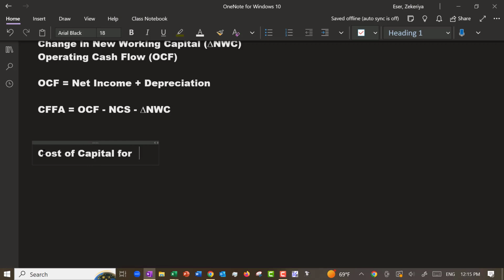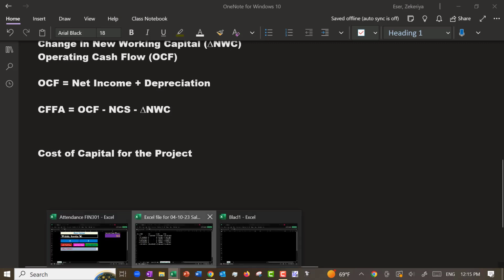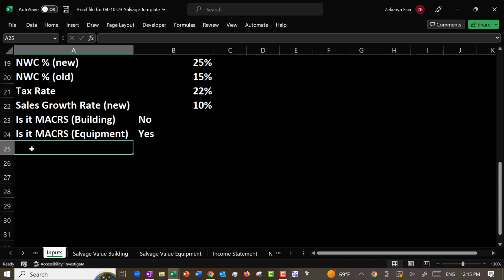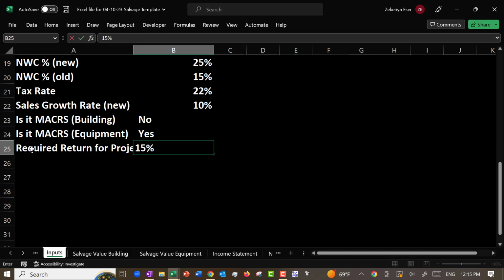Cost of capital for the project. It doesn't have to be for the firm because whenever a project is deemed to be riskier than the firm, you actually add on top of firm's cost of capital. Let's add that to the inputs. Let's call it required return for project. And I'm going to add 15% for that.